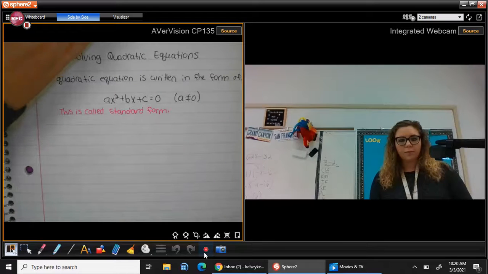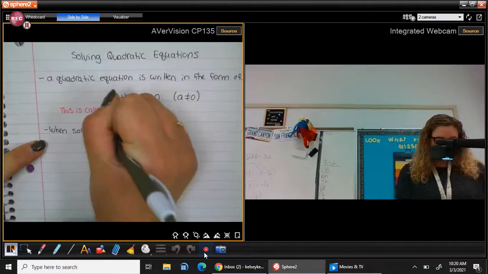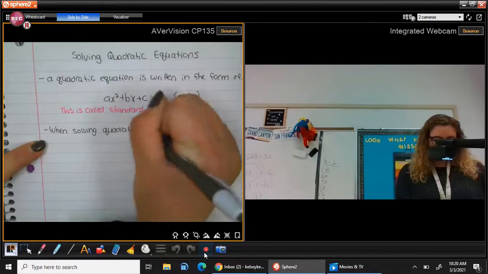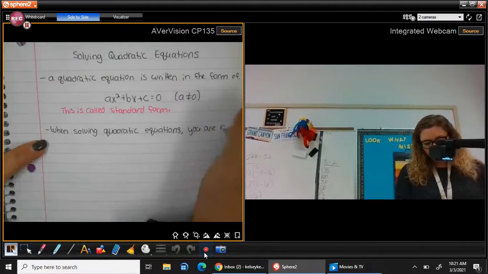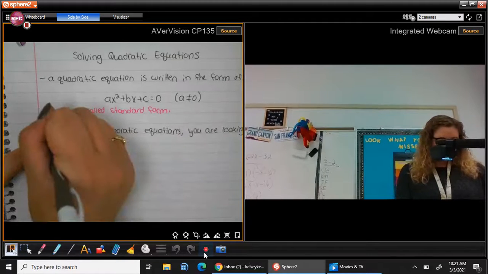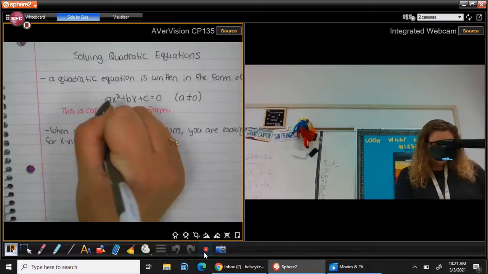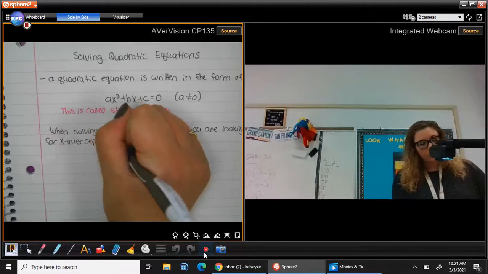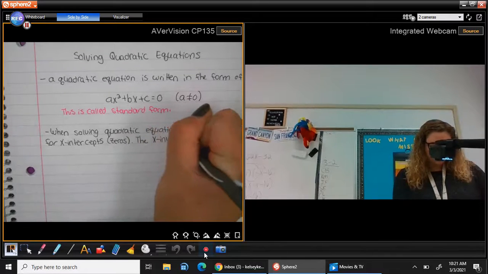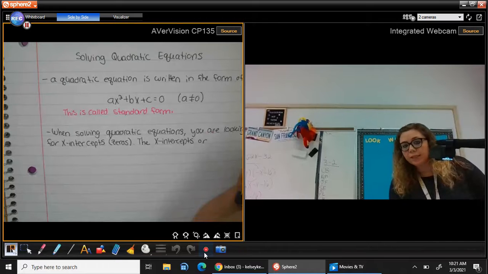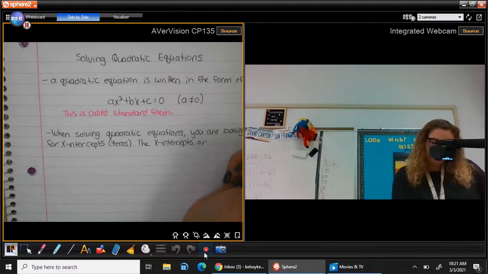So when solving quadratic equations, you are looking for x-intercepts, which are also called zeros. The x-intercepts are zeros because on the EOC, you never see x-intercepts. They're not going to just say x-intercepts. They're going to say solutions, or they're going to say zeros. They all mean the same thing. It's where it crosses the x-axis.